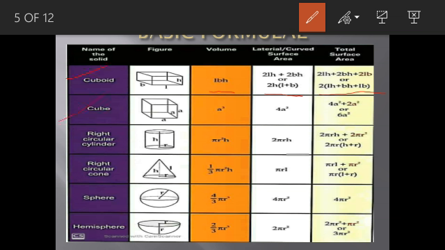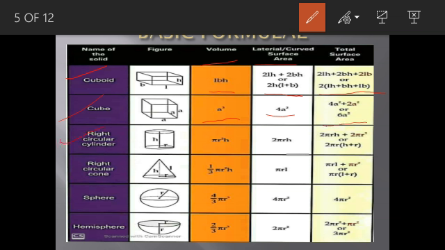Next, cube. Cube is same as cuboid. If all the length, width and height are same, then the cuboid can be transformed into the cube. Now the volume of cube, if the side is a, is a cube. Lateral or curved surface area is 4a square. Total surface area is 6a square.